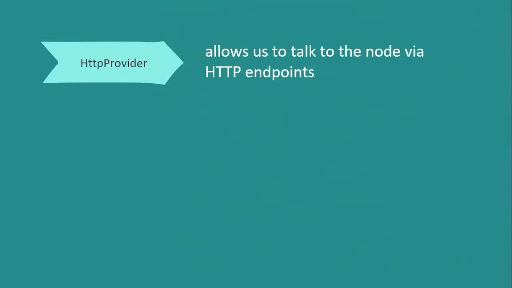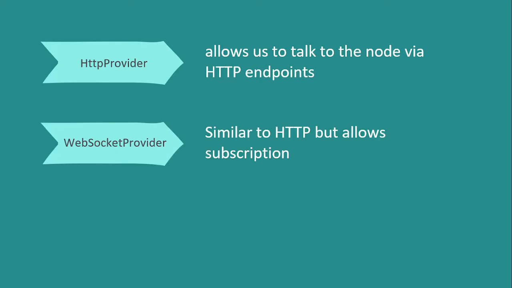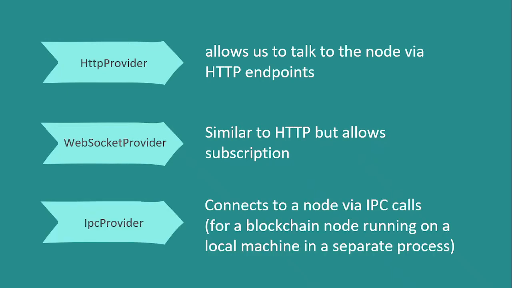Now the way we can connect to a node is by passing a provider into the Web3 constructor. This provider can be either an HTTP provider, a WebSocket provider, or an IPC provider. The HTTP provider allows us to talk to the node via HTTP endpoints, and a WebSocket provider is almost similar to the HTTP provider, but it allows subscription. And the next one, the IPC provider, helps us connect to a node via IPC calls. That is usually used for a blockchain node running on a local machine in a separate process.